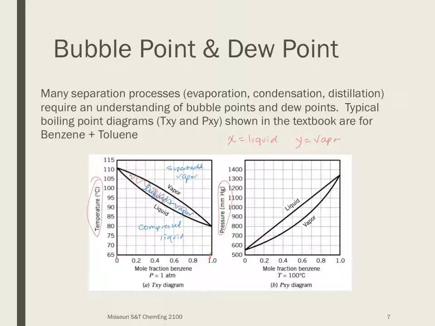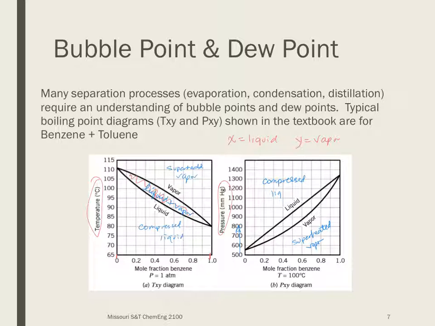And for pressure, I'm going to have a similar looking diagram, but there's a really important difference, because as I apply more pressure, so I increase the pressure, this is going to cause the molecules to come closer together. So my compressed liquids are above, and my superheated vapor is below. And in between is going to be that liquid and vapor mixture.